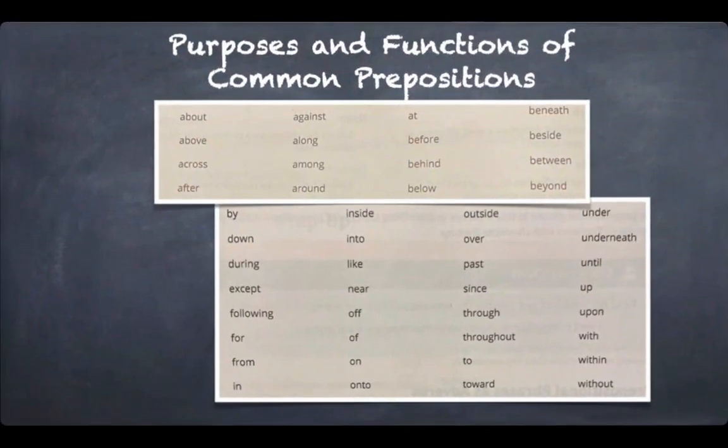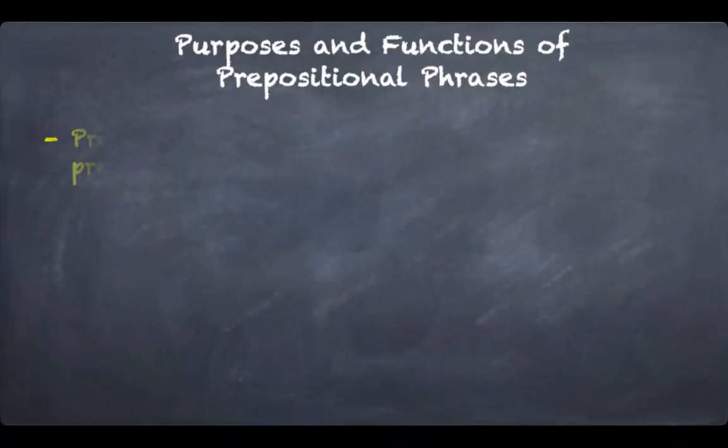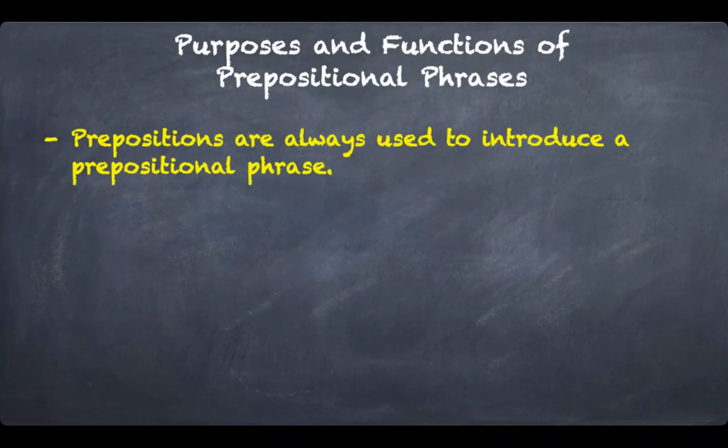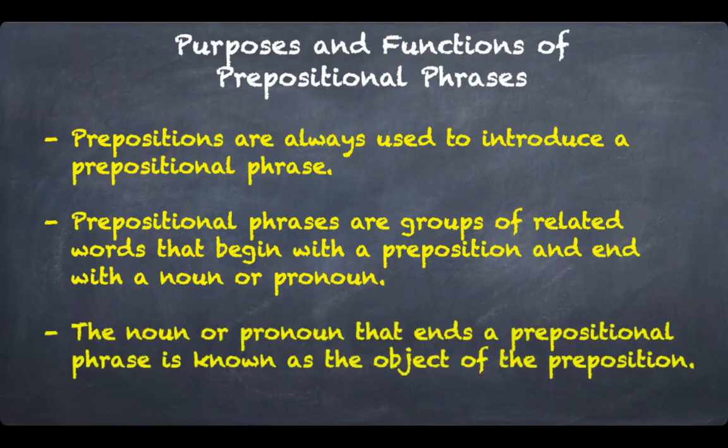Here's a list of commonly used prepositions. In a sentence, prepositions are always used to introduce a prepositional phrase. Prepositional phrases are groups of related words that begin with a preposition and end with a noun or a pronoun. And the noun or pronoun that ends a prepositional phrase is known as the object of the preposition.